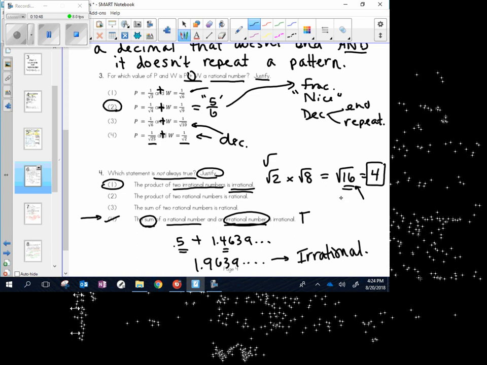Now, I could pick another example, and it would stay irrational. If you look at your calculator on that. But this happened to create this perfect square, and it came out rational. So that's the one that's not always true.